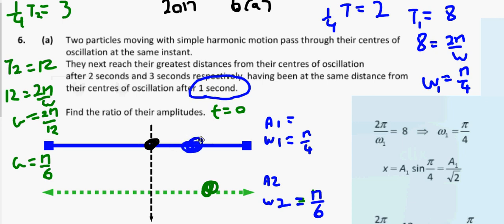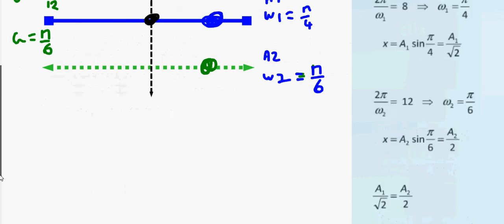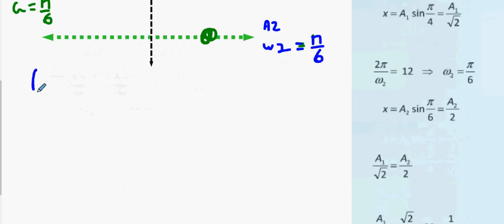One of them, obviously, which one's the faster one? The higher the omega, the faster it oscillates. Which one's the faster one? W1 or W2? W1. So here's what happens. W2 travels here, but I reckon W1 came and bounced back again, so that they're both the same distance away from the middle section after 1 second. Their x values are the same, correct? So that brings us to t is 1. X values are the same.